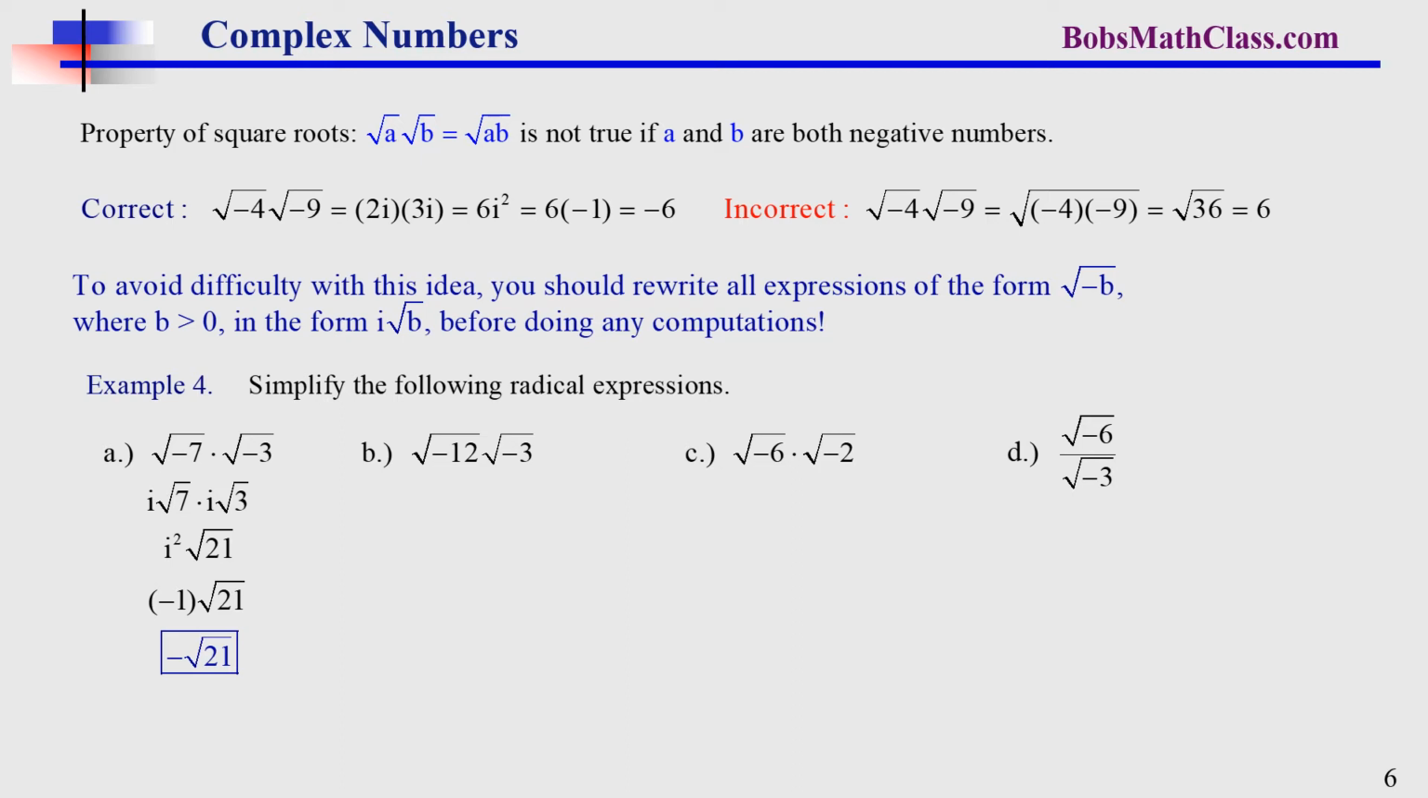Okay, part B. Same thing. Put the i in front. You can see this one, there's no dot in between, but it's still multiplication. So the i in front of the 12, the i in front of the square root of negative 3. Now we can put it together. Square root of 36 is 6. i squared is negative 1. And then negative 1 times 6 is negative 6.